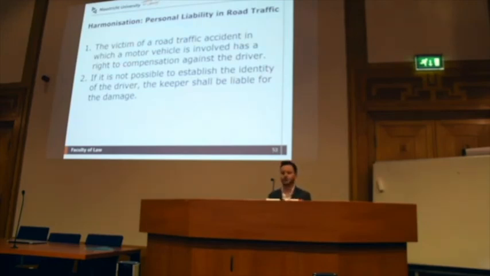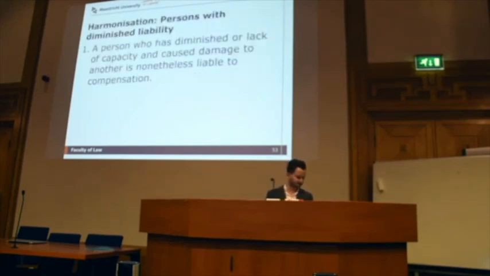Our next provision states that the victim of a road traffic accident in which a motor vehicle is involved has a right to compensation against the driver. However, if it is not possible to establish the identity of the driver, the keeper shall be liable for the damage. Accordingly, in terms of persons with diminished capacity, the provision states a person who has diminished or lack of capacity and caused damage to another is nonetheless liable to compensation.